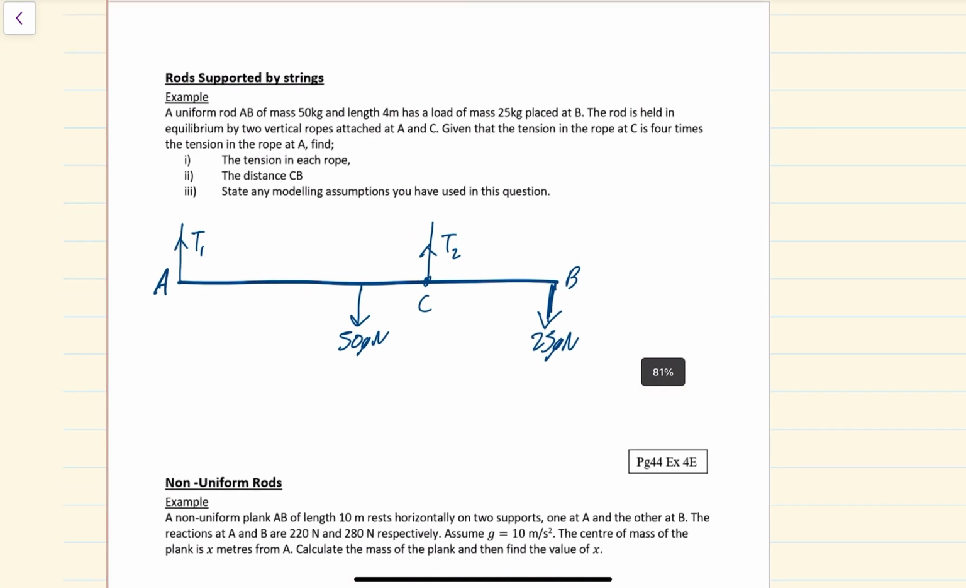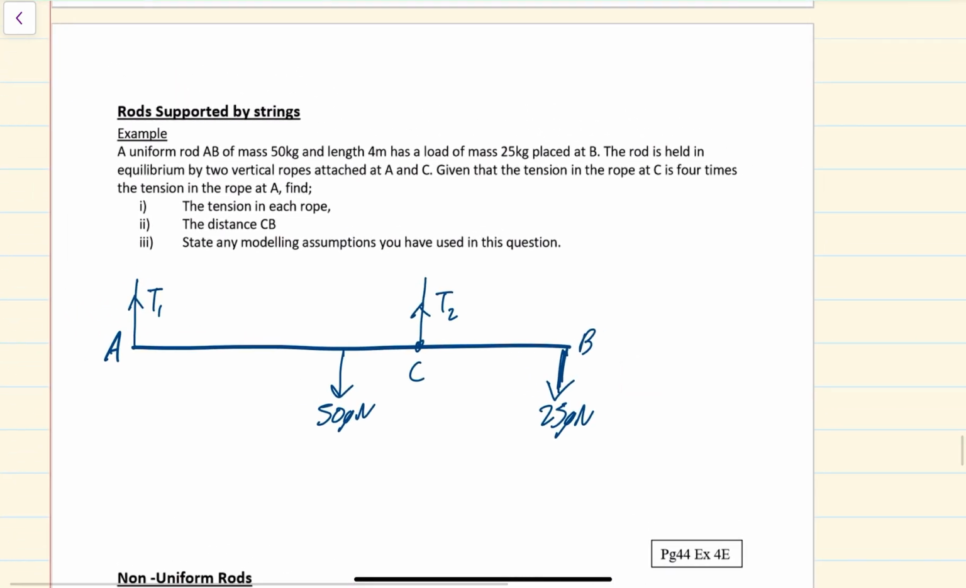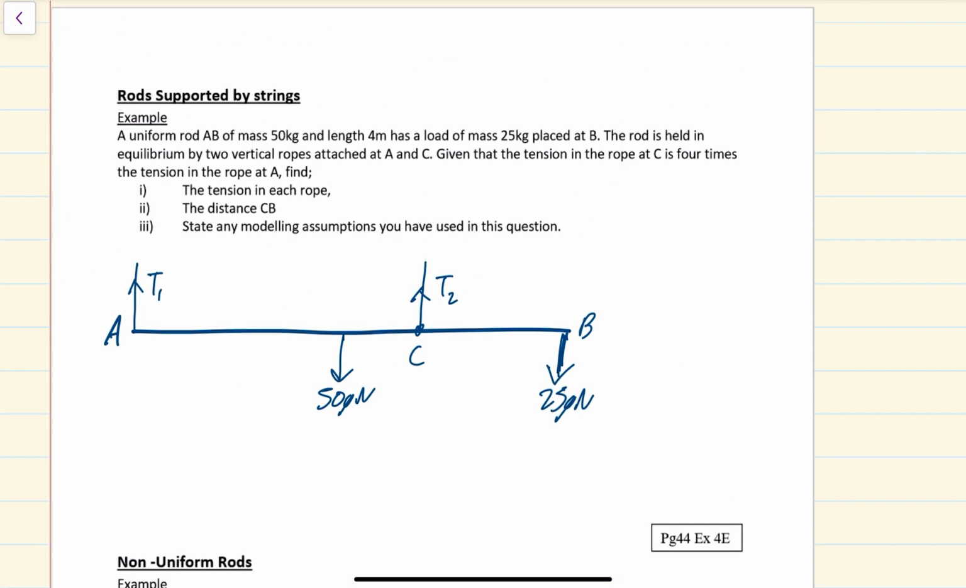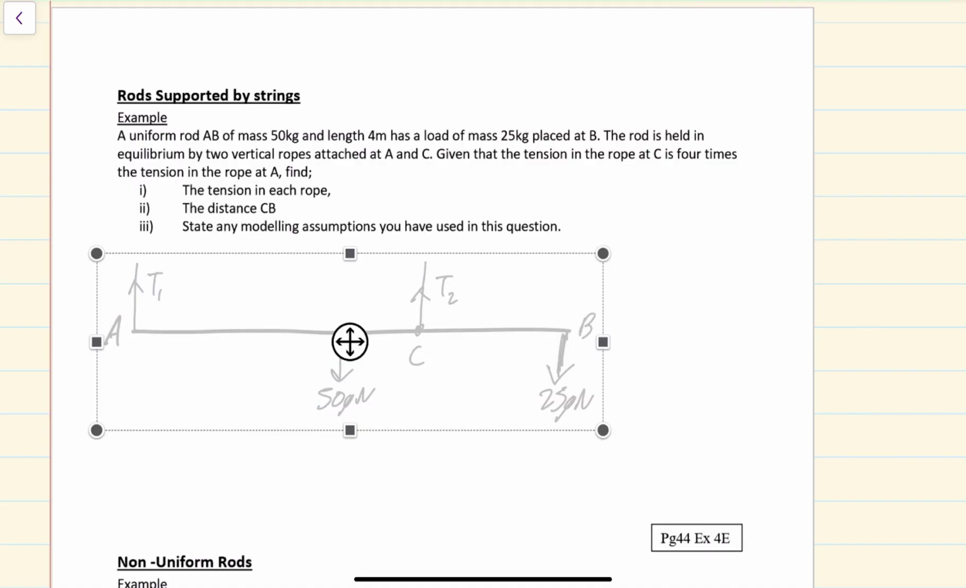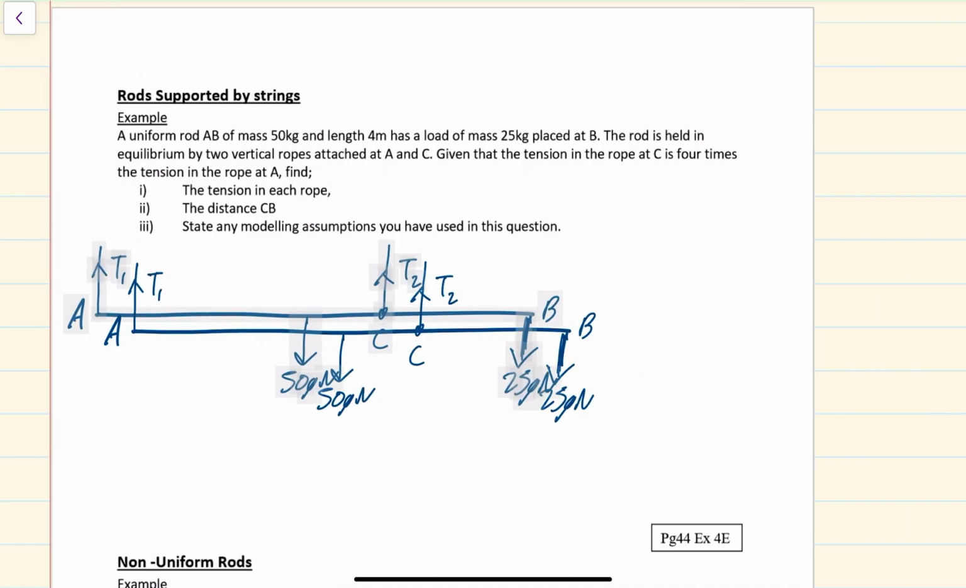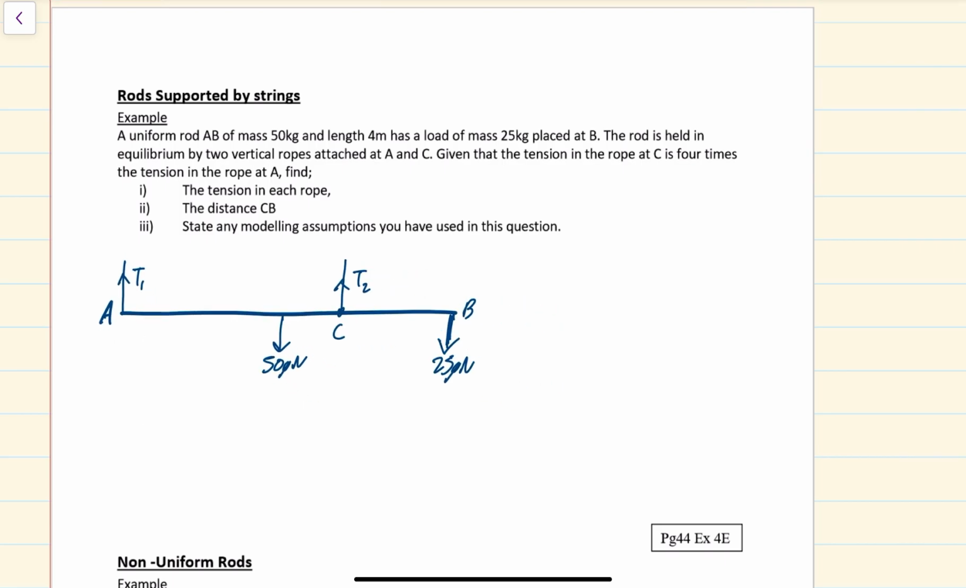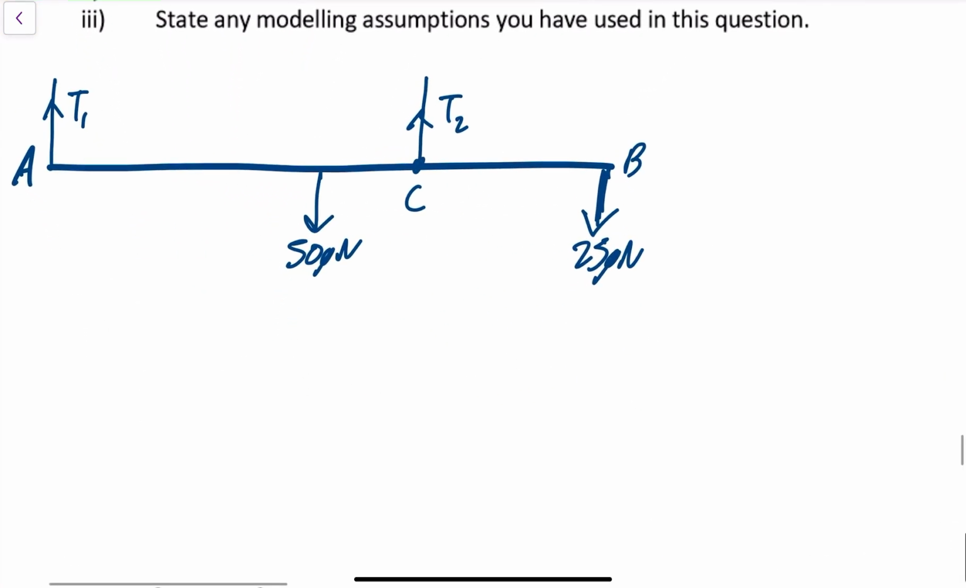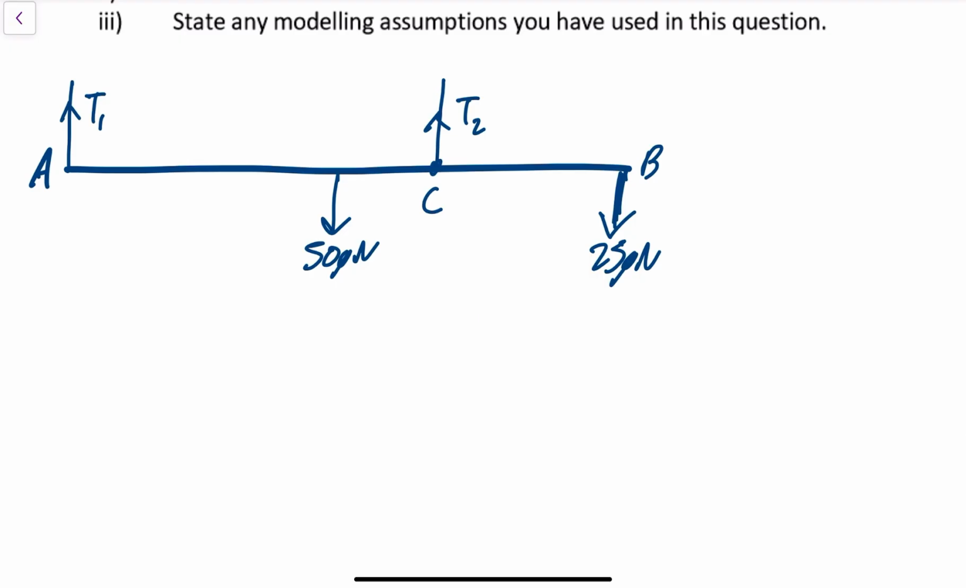Let's just get started. Let's make this a wee bit smaller so we can actually see this. Okay. Right. We're just going to resolve vertically for part 1. T1 plus T2 is just going to be equal to, what's that going to be? 75G.